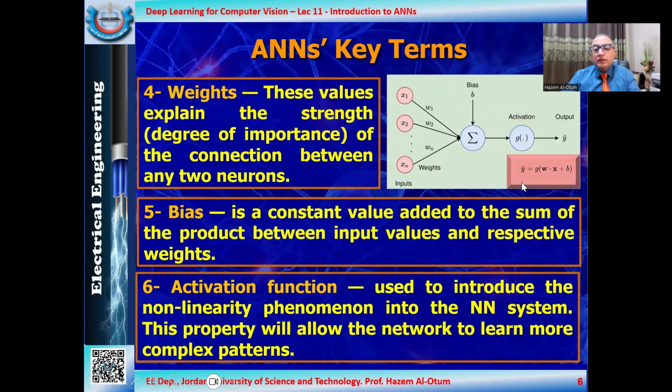Now, how can we find this output y hat? It will be the g function result of the input, which is the x value multiplied by the weights. The x here is a vector, and w is also a vector because we have x1 up to xn. The weights are w1 up to wn with an added bias. The result after applying the activation function will give you the required output value y hat.